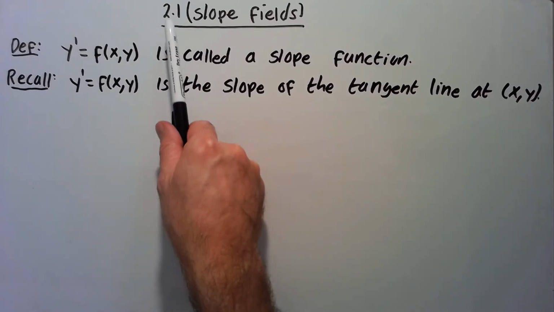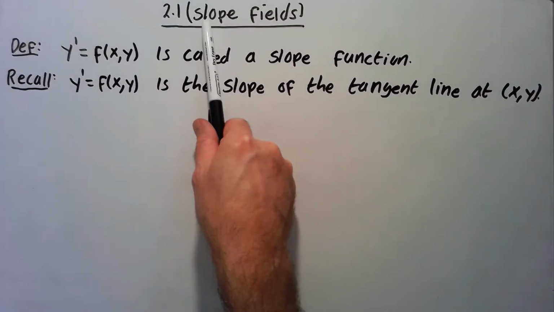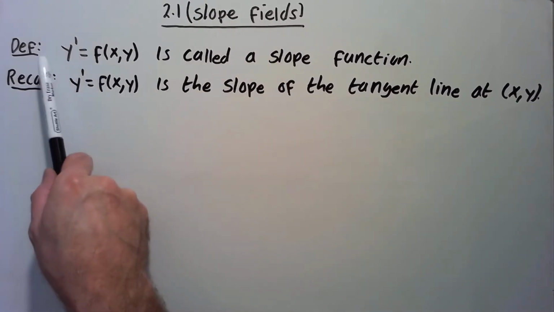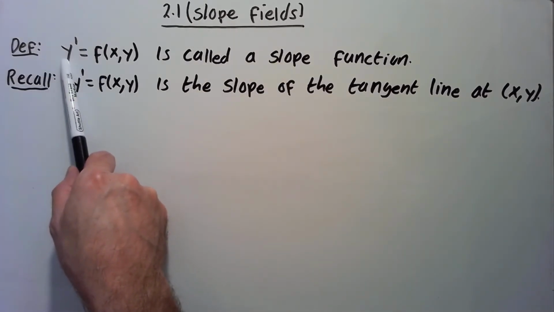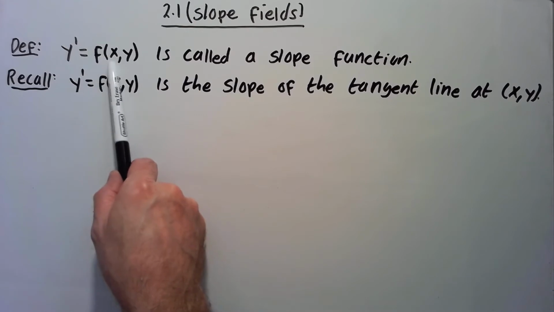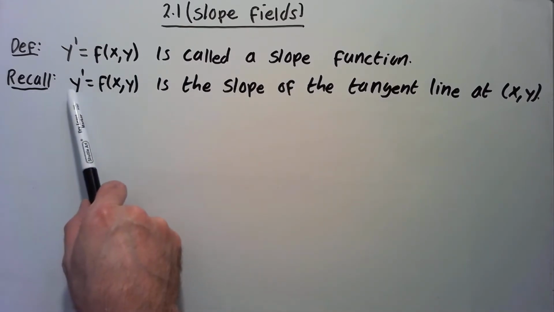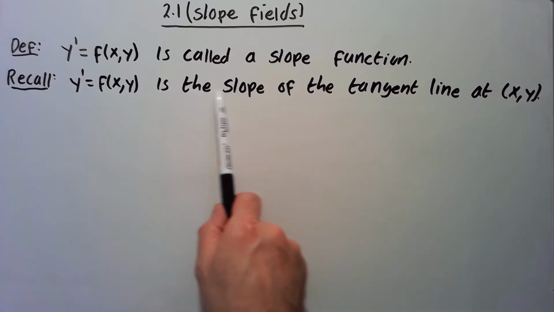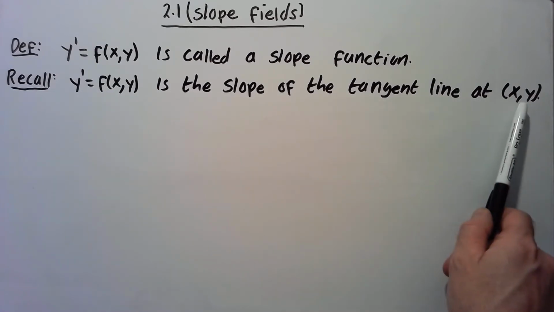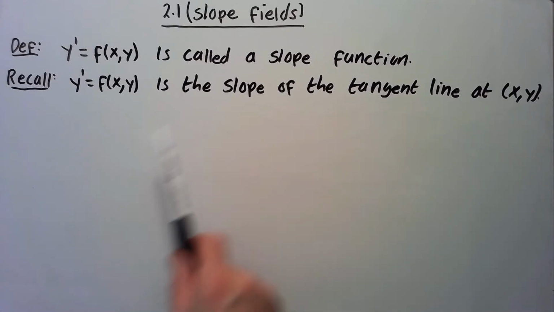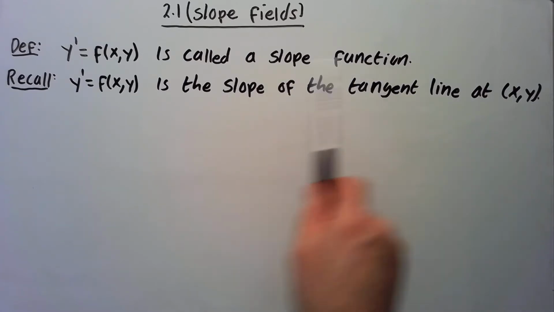Okay, so let's take a look at section 2.1, which is about slope fields. So definition: if you can write y prime as a function of x and y, it's called a slope function. Recall that y prime gives you the slope of the tangent line at the point x, y. So let's look at some examples of slope functions.